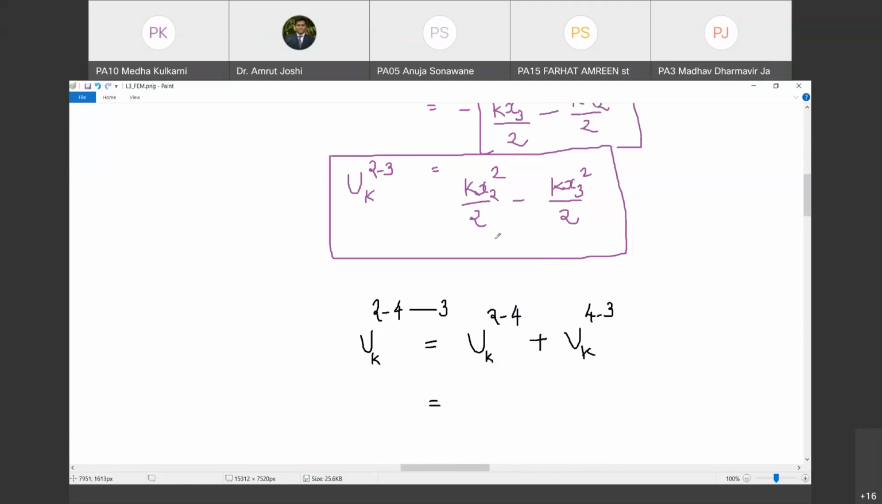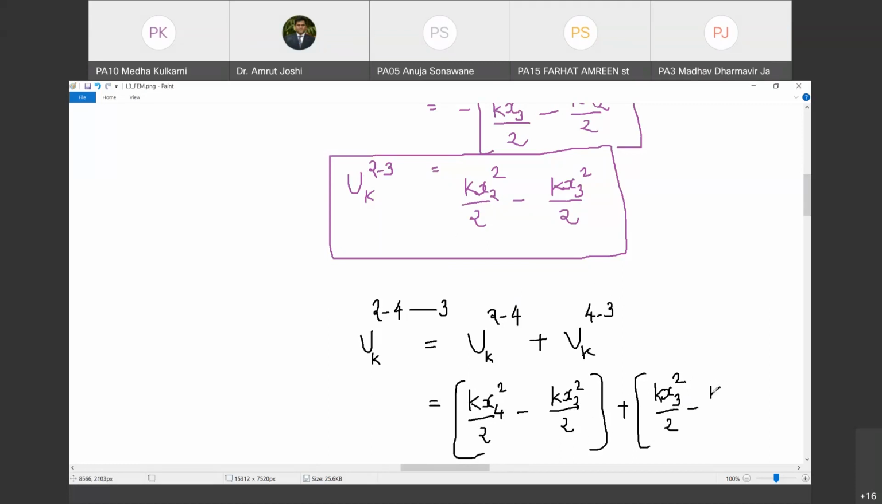What is the work done by the spring force when the object moves from 2 to 4? यहाँ पे देखो, won't it be kx4 square by 2 minus kx2 square by 2? Do you agree with me? और यहाँ 4 to 3, so यहाँ 2 to 3 को मुझे 4 to 3 से रिप्लेस करना है, so it is going to be plus. बोलो क्या होगा? kx3 square by 2 minus kx4 square by 2. Happy?